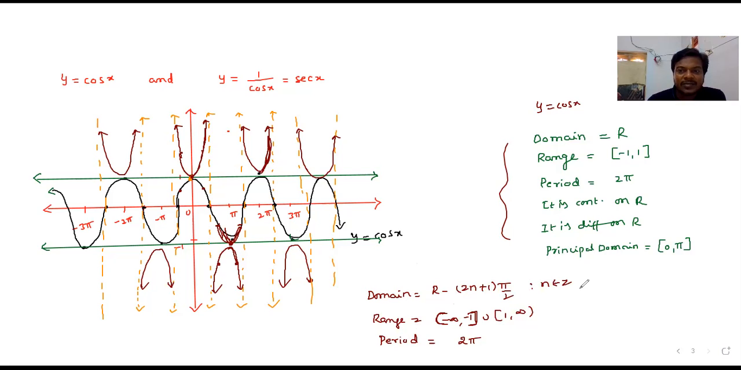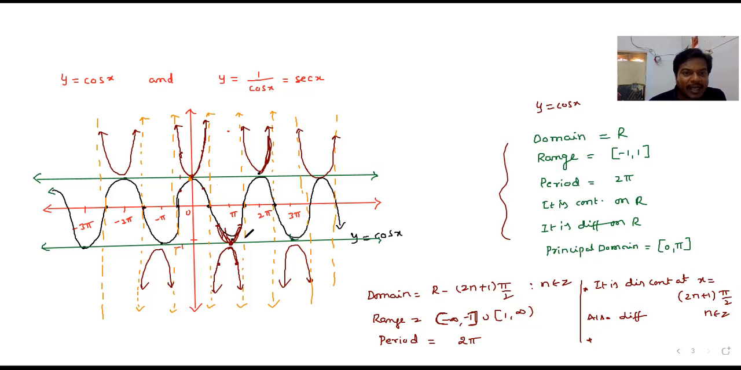Next, the graph is continuous on the respective domain R minus 2n plus 1 pi by 2. So it is discontinuous at odd multiples of pi by 2. I can write, it is discontinuous at x equal to 2n plus 1 pi by 2, where n belongs to Z. Also, differentiability.